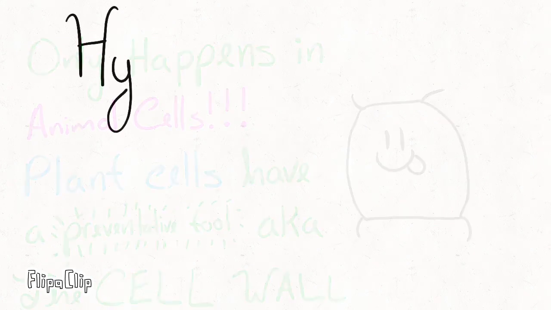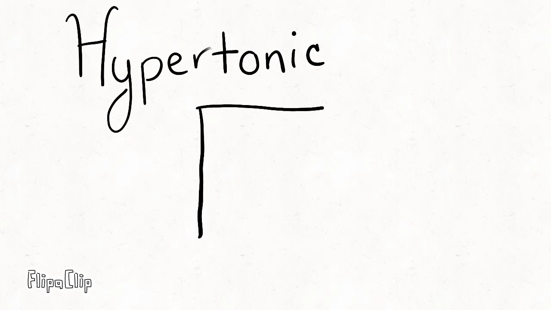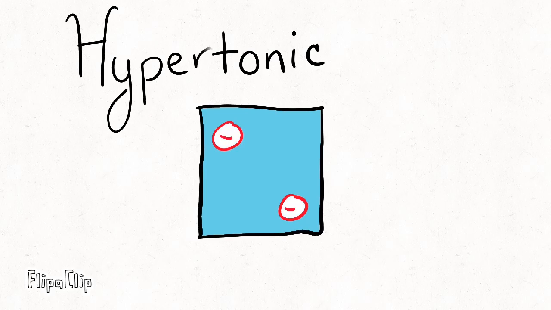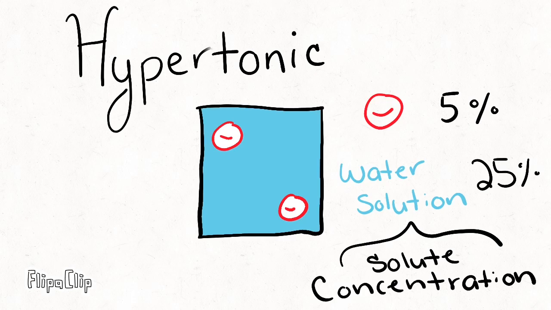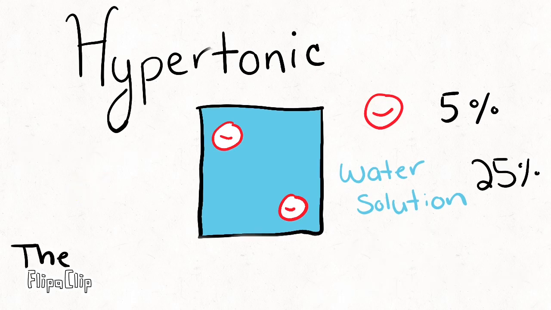We'll be discussing hypertonic solutions through osmosis. The example we'll use is a hypertonic water solution and red blood cells, where the red blood cells are 5% and the water solution is 25% solute concentration, making the water solution hypertonic to the red blood cells.